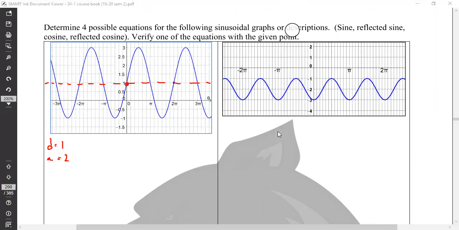We appear to have one period, one full cycle takes 2 pi. So therefore, B is equal to 1. There's been no stretch. B is equal to 2 pi over a period, so 2 pi over 2 pi, so B equals 1.